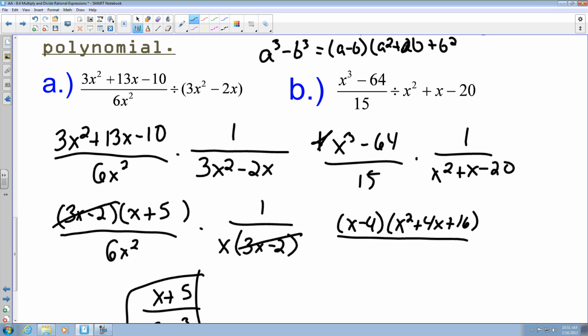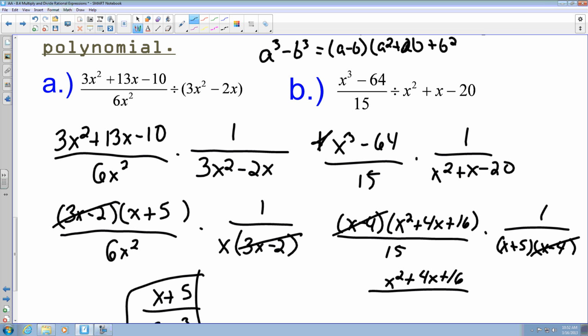divided by 15, multiplied by 1 over, and this can be reverse foiled. We got x, this will be plus and minus. This will be a 5, and this will be a 4. Cancel out this, and can't cancel anything else out, so I'm just left with x squared plus 4x plus 16, all divided by 15 times x plus 5.